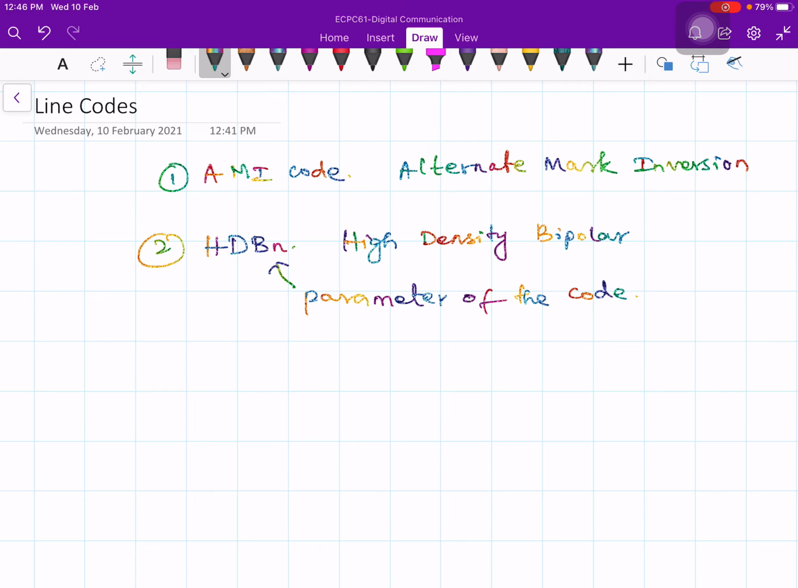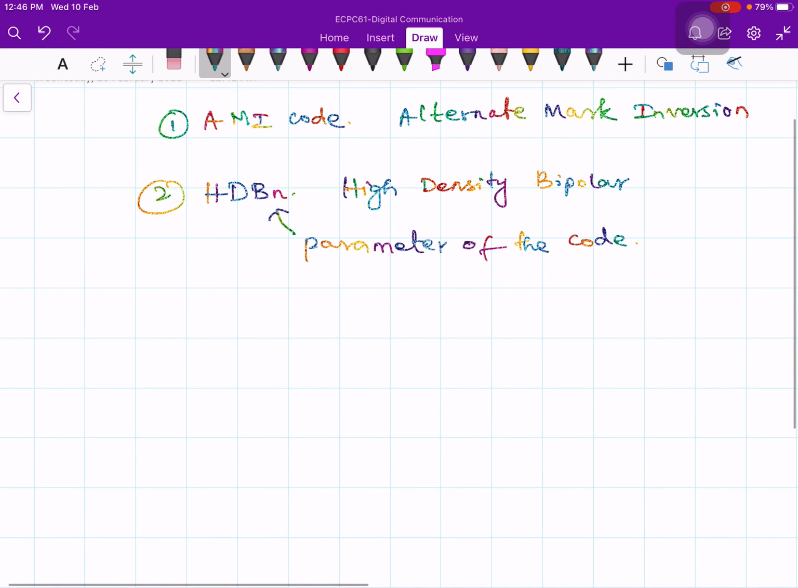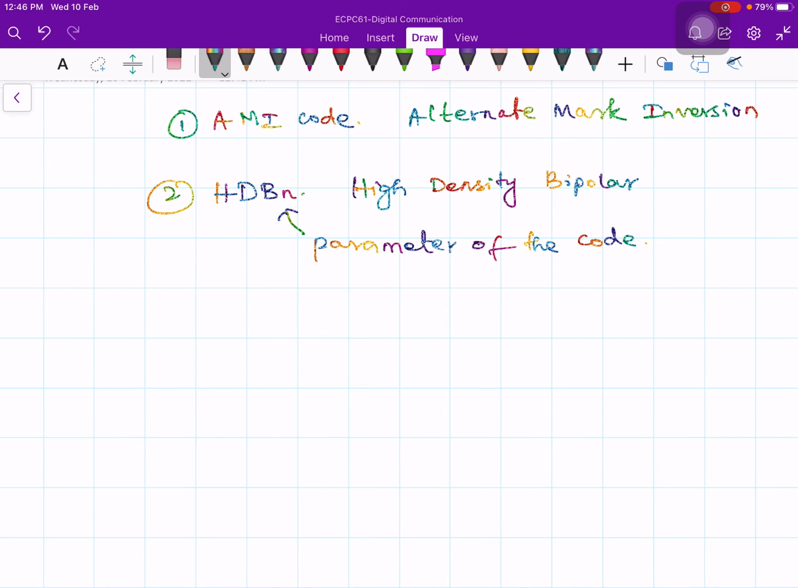So basic name is high density bipolar, and the small n is the parameter of the code, which we will talk about later. For example, we will be having HDB3 codes, then HDB5 codes, and so on and so forth. So let me talk about these codes and appreciate how the use of these codes avoids or possibly reduces the effect of some of the problems that we discussed in the last lecture.